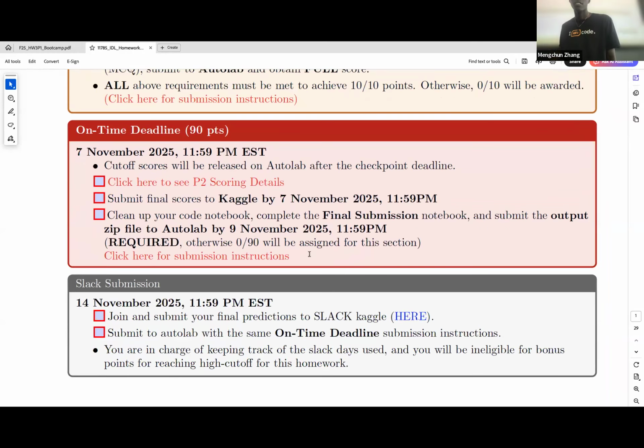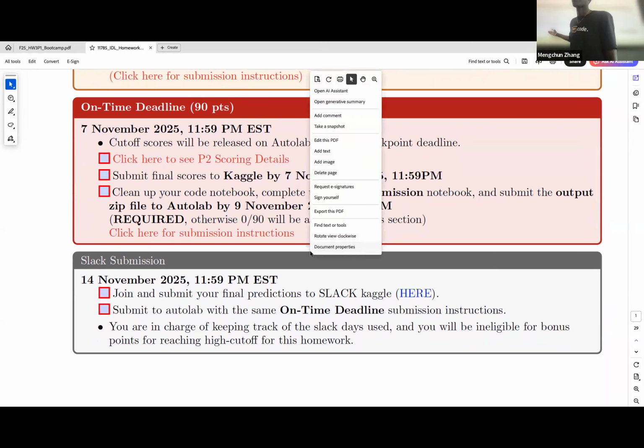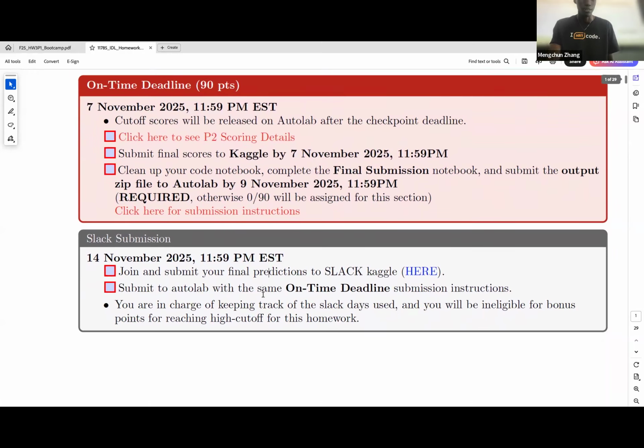Then the final submission deadline is November 7th. It might seem far, but it's around the corner, so I encourage you to keep working on the homework and finish it as soon as possible. After November 7th, we shall release the final homework, and that would be the end of the semester. So we are closer to the end. If you have made it this far, congratulations.